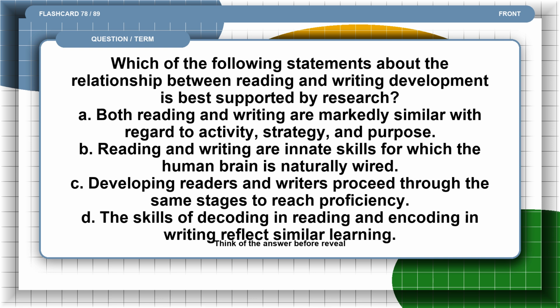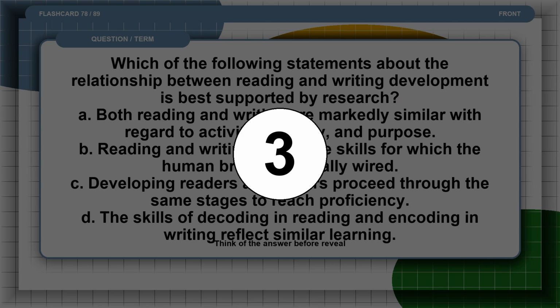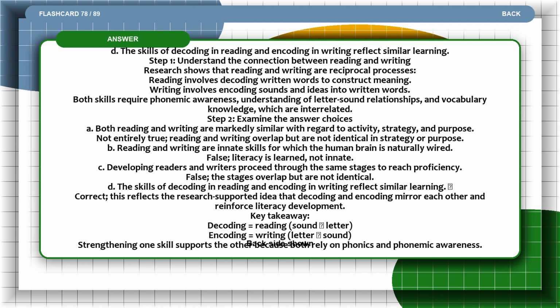Pause and think of the answer before the reveal. The answer is D. These skills of decoding in reading and encoding in writing reflect similar learning. Step 1. Understand the connection between reading and writing.